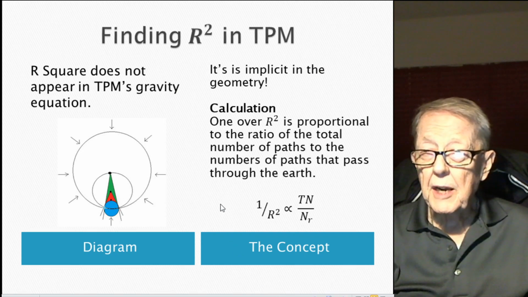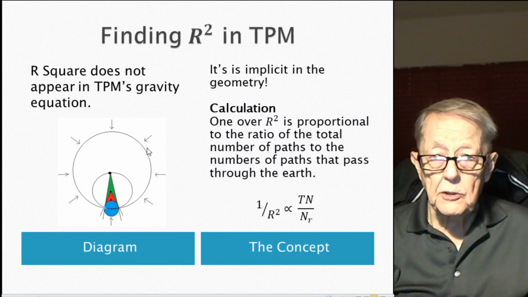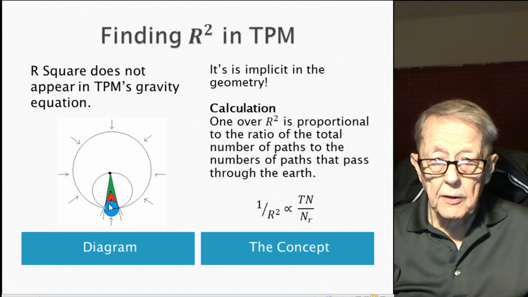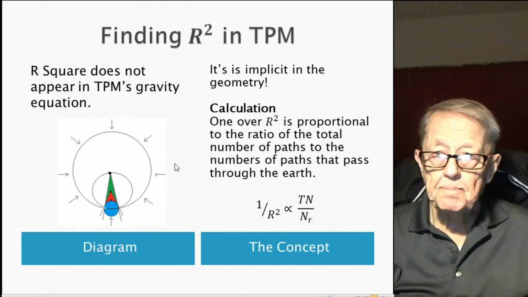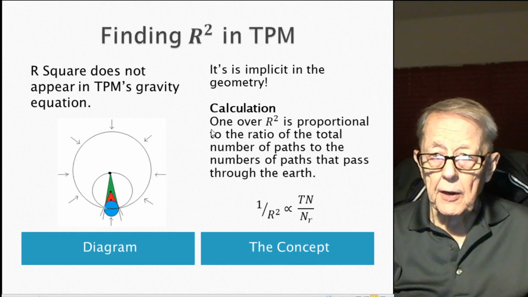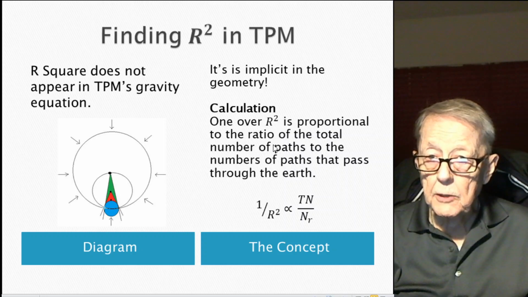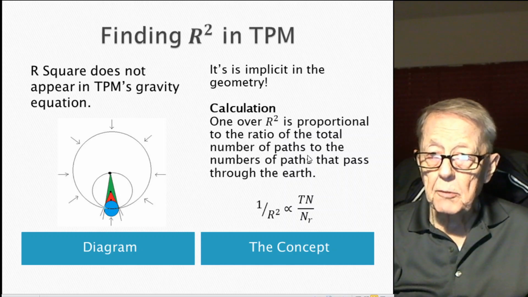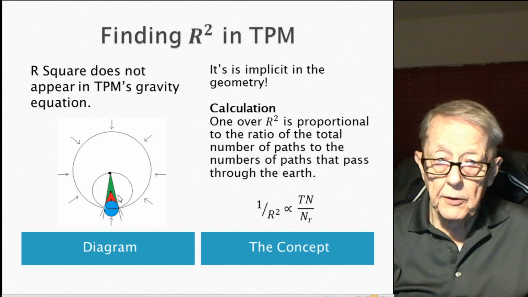But I wanted to prove it mathematically. I wanted to find the r squared mathematically, and I used this diagram to do it. And here's the Earth, and there's a point on the surface. Then that's one dimension of 1r, then 2r, then 4r, then 8r. I did a calculation, and what I assumed was that 1 over r squared is proportional to the ratio of the total number of paths to the number of paths that pass through the Earth, or the number that are reduced.